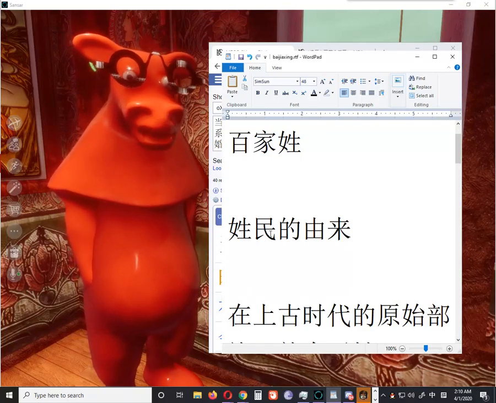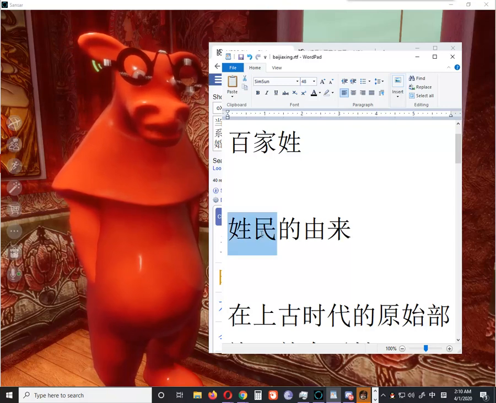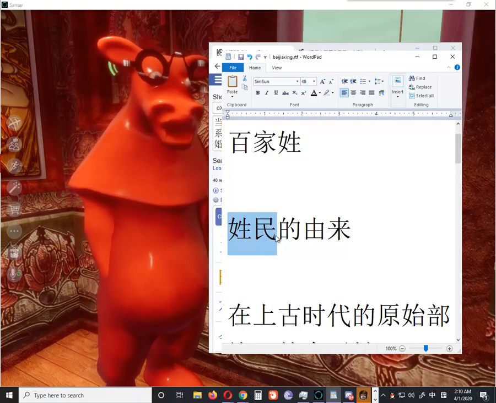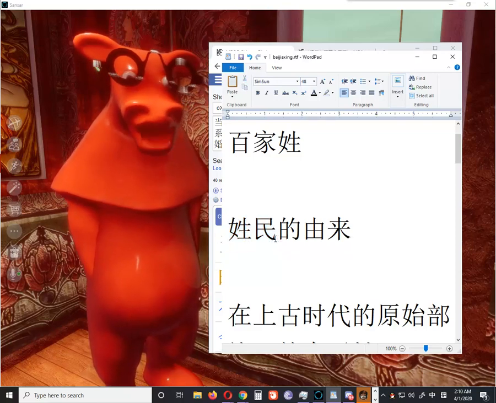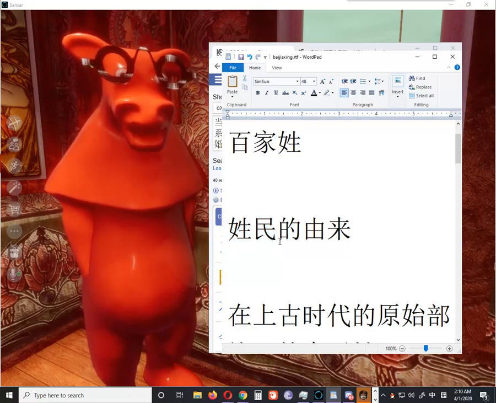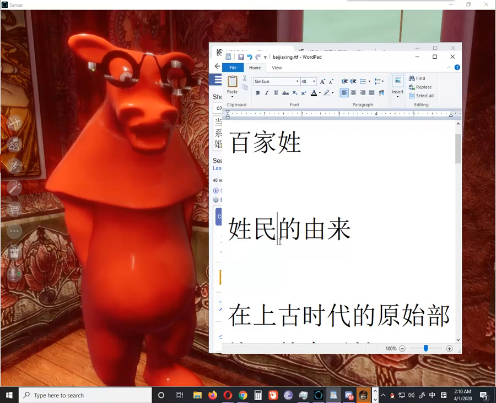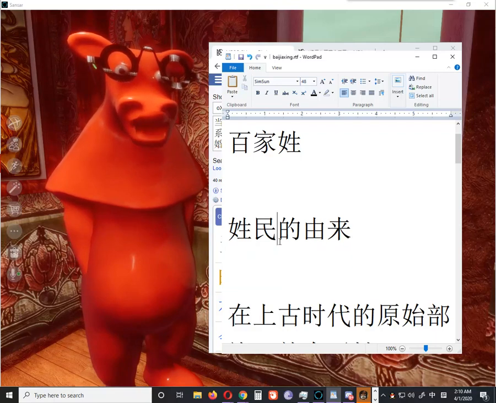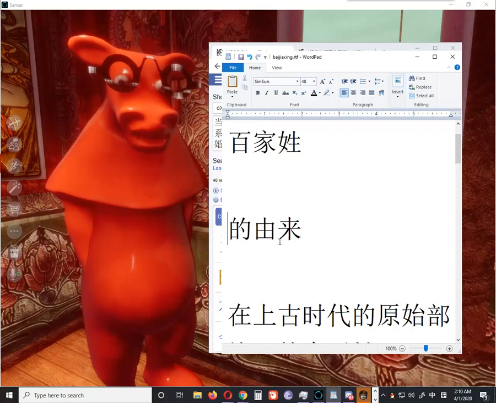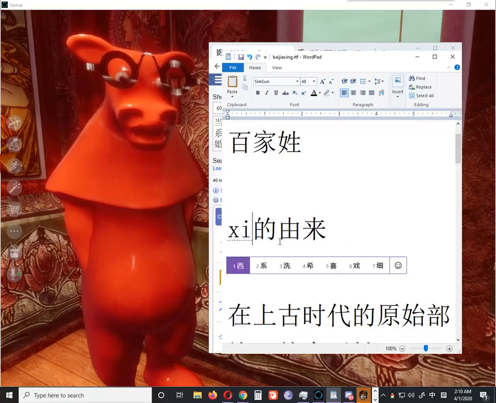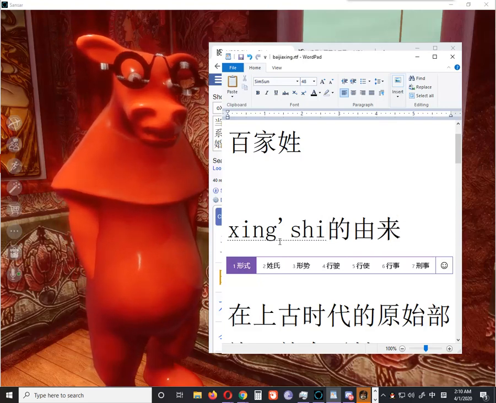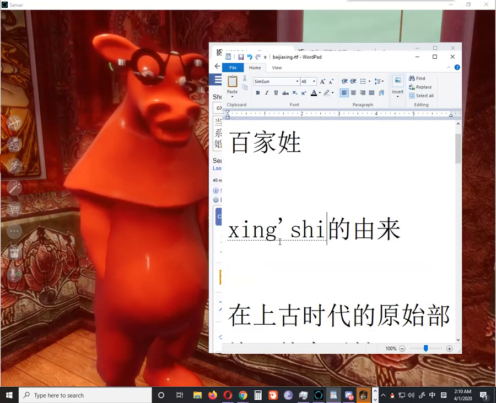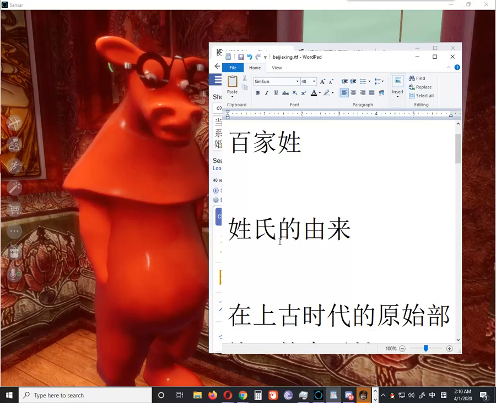I have a mistake. This should not be Xin Ming, but rather Xin Shi. Okay, what's the difference? Xin Ming is surname. What I meant to be talking about is family name. So here, we're going to correct that now. Still the same first part. Xin Shi. And you see the second entry there? That's going to give me the family name.